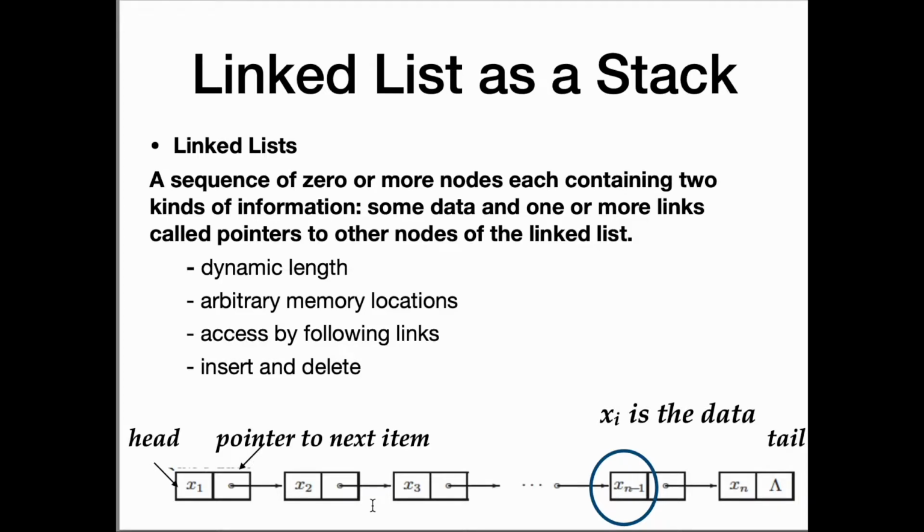The link is just a pointer to other nodes in the linked list. The advantages of a linked list are, first, that we have a dynamic length. Second, we have arbitrary memory locations, so the space for allocation does not necessarily need to be contiguous. Instead of direct access by index, we follow the links. And of course, with a linked list we can also perform insertion and deletion. Here's an example of a linked list with the data and a pointer.